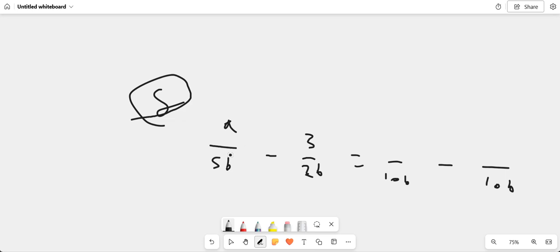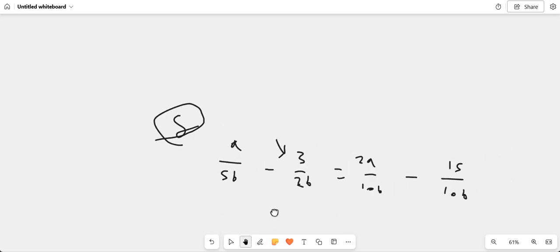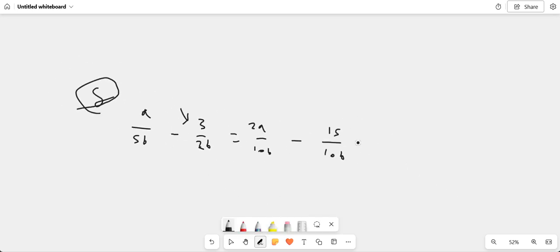I had to times that by 2, yeah? And so just times a by 2. So it becomes 2a, and then times 5b by 2, it becomes 10b. And then times the other side by 5, so times this by 5, so it becomes 5 times 3 is 15, yeah? And then 5 times 2 is 10b in it. So therefore, what's mine got now? I've got 2a minus 15 over 10b.